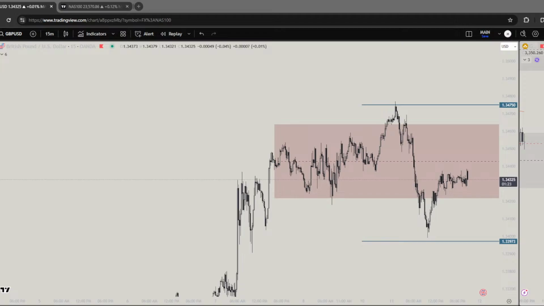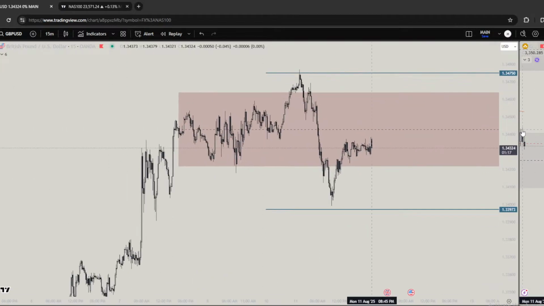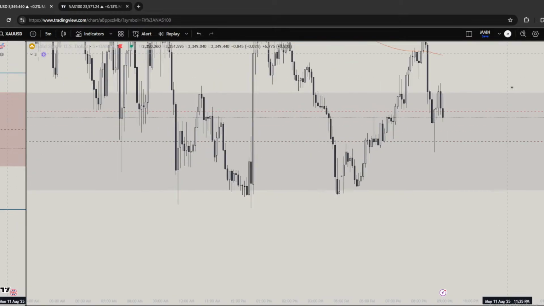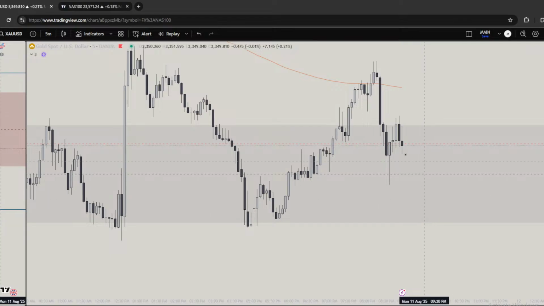I don't like this support on 350 though. We got some gold support on 350. Not really some support, we're getting a little resistance here.